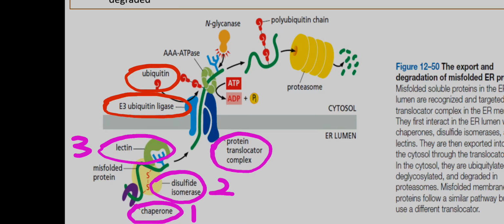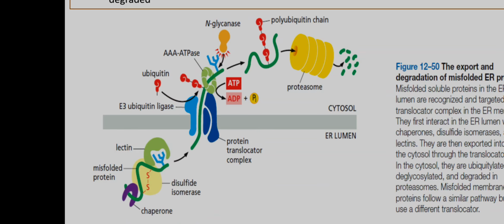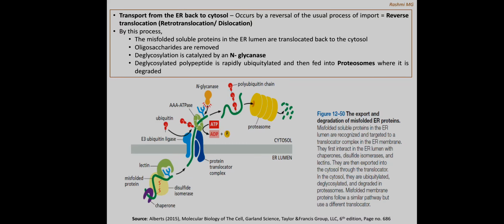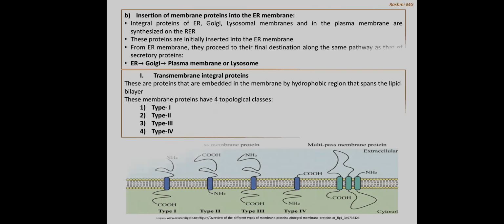Then deglycosylation happens, where the precursor oligosaccharide is removed with the help of N-glycanase. After that, the polyubiquitin chain is targeted to the proteasome for degradation. This is what happens in the transport of protein from the ER back to the cytosol.